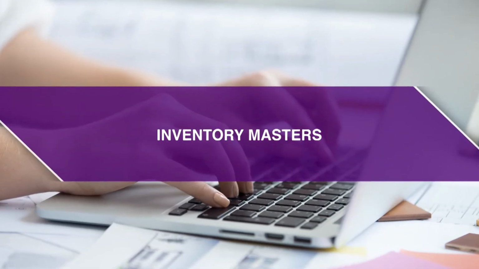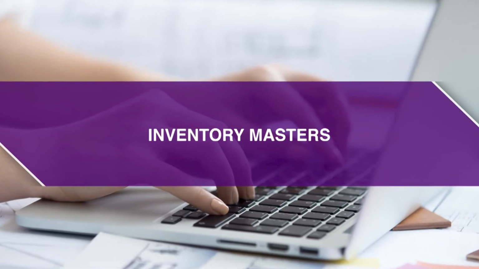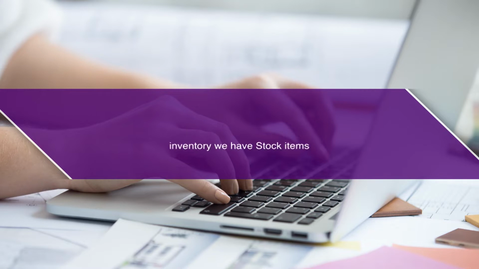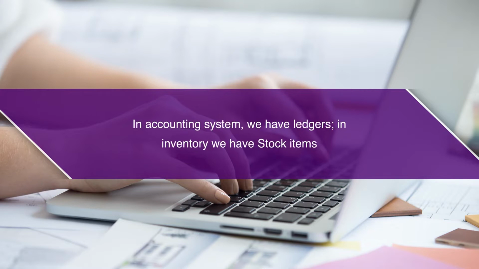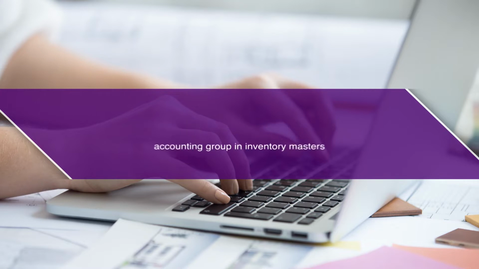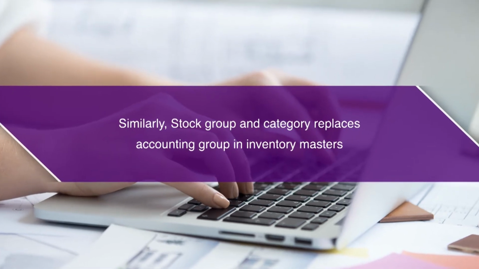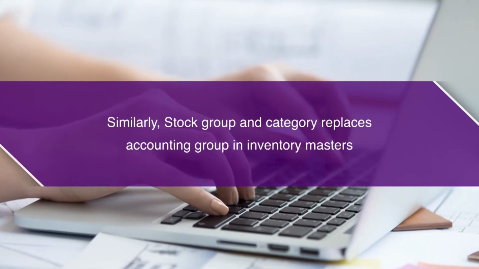There are two options available within masters, that is account info, which is used for creation of ledger accounts and the groups, whereas there is another option available within masters, that is inventory. It is the same as the account info. In accounting system, we have ledgers. In inventory, we have stock items. Similarly, stock group and category replace accounting group in inventory masters.